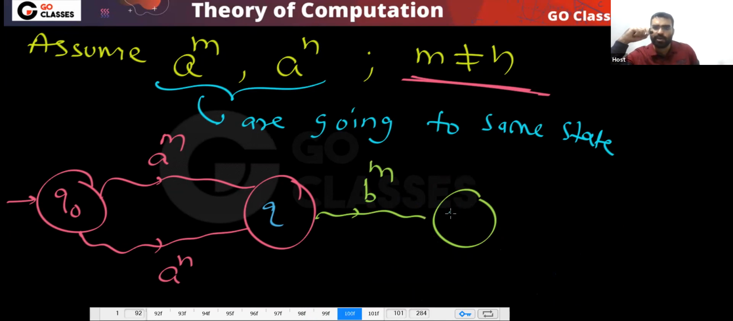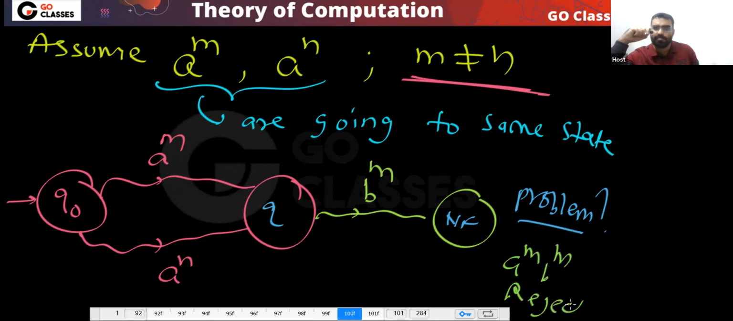And you can notice if they go to a non-final state, then also there is a problem. What is the problem? The problem is this, that a power m, b power m is rejected. So you can notice whatever you do, there is a problem.